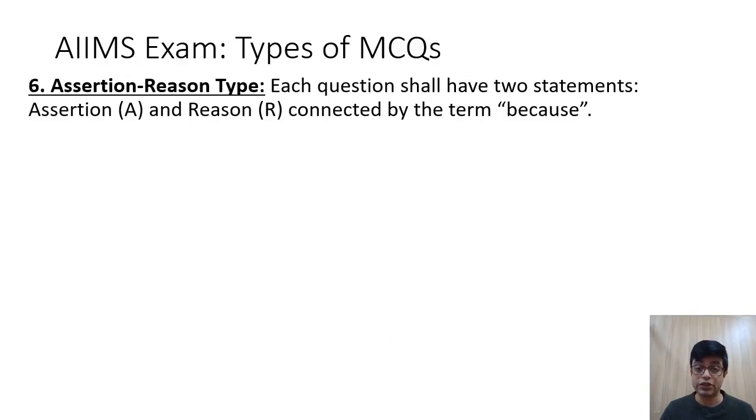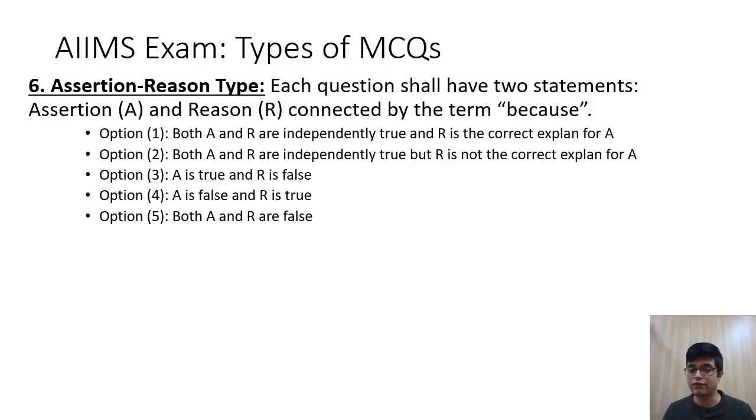And then you have the assertion reason type. In your NEET UG time, you have solved assertion reason type questions. These are the 5 options you will have. Assertion, reason, both are true, and reason is correct for A. Assertion, reason, both are true, but reason is not the correct explanation for A, and the other 3 options. Only one single option will be correct out of these 5. Correct answer again plus 1 by 4, incorrect answer minus 1 by 4.